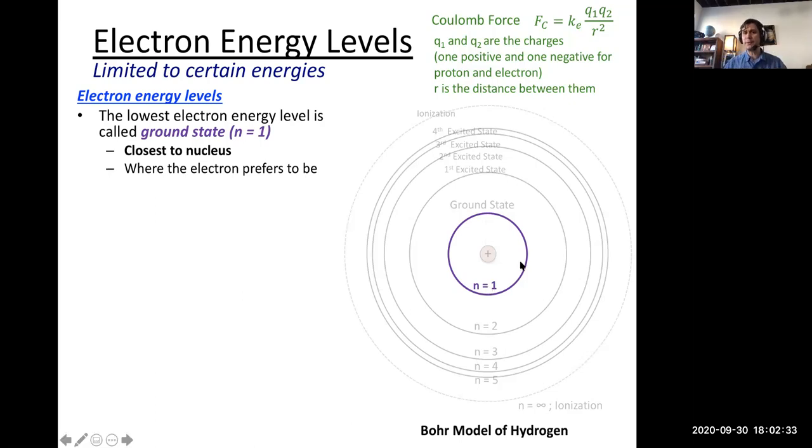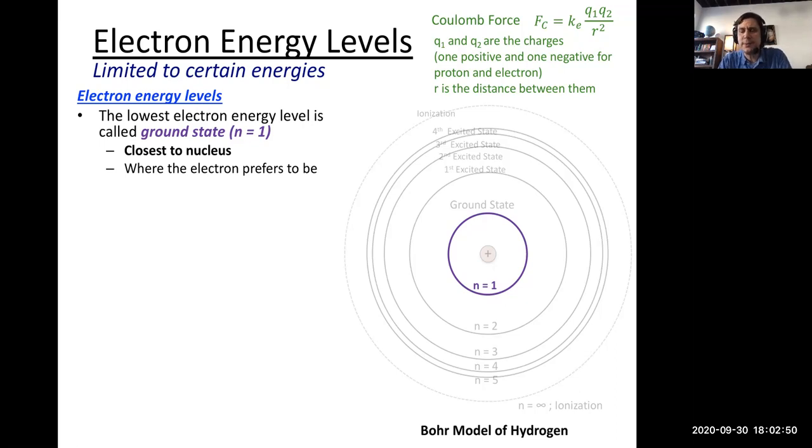This is where electrons prefer to be. You leave an electron alone, if it's in a higher energy level, eventually nature will make it go back down to the ground state. Everything likes to be in the lowest energy possible. So eventually the electron would like to go down to the ground state. So this is where electrons prefer to be.